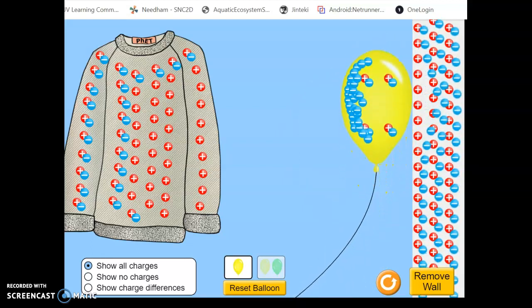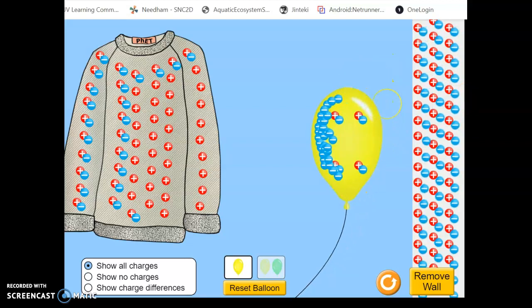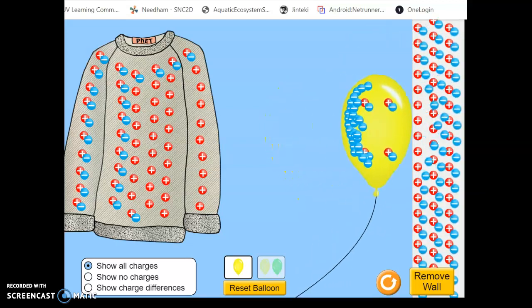If you take a look, notice the electrons are actually pushing away from the balloon. The electrons in the wall are being repelled. You're probably wondering, well, why aren't the positives moving? Remember that the positives are the nucleus. The nucleus does not move. The only thing that can shift around are electrons. So same thing with the sweater. All of these positive charges did not move because the only item that can move ever are negative electrons.